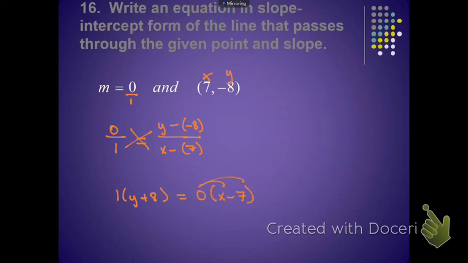Okay, 0 times anything is still going to be 0. 1 times y is still going to stay y plus 8, and it's going to be equal to 0. I need to subtract my 8 and get y is equal to negative 8. And that would be my answer.